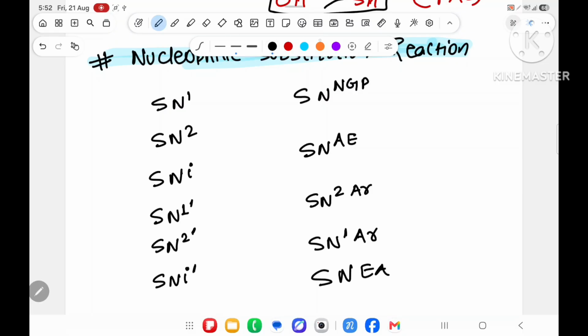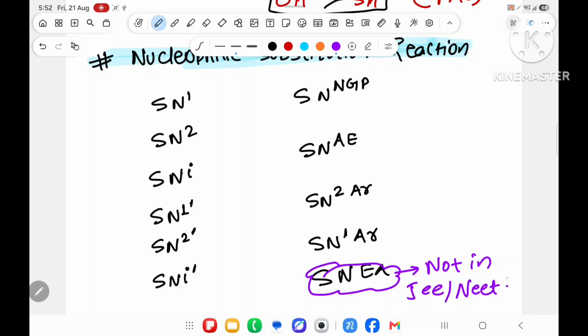I have not written it because this topic is not in JEE and NEET, neither in Mains nor in Advanced. So I have not written SNEA. The topic name is SNEA. I have not written it because it is not in our syllabus.